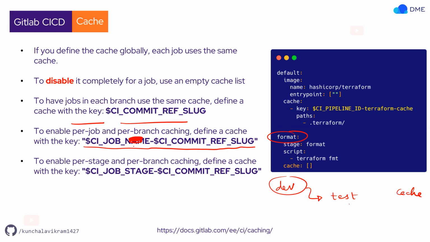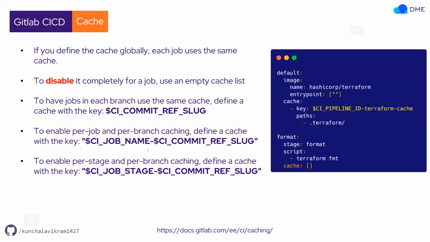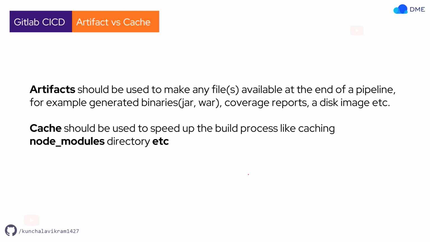But if you put it as job ID, again, it will be different, because the job ID will be different for each job execution, which means every time your pipeline will use a new cache. Let's say for a whole stage in a particular branch, I want to use the same cache again and again. Then it is job stage name hyphen commit ref slug. Got it. So that is the advantage of using cache.